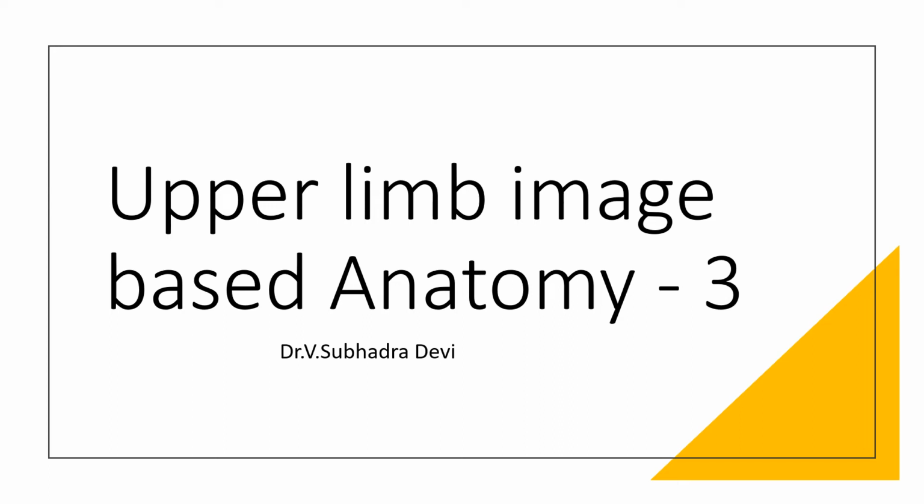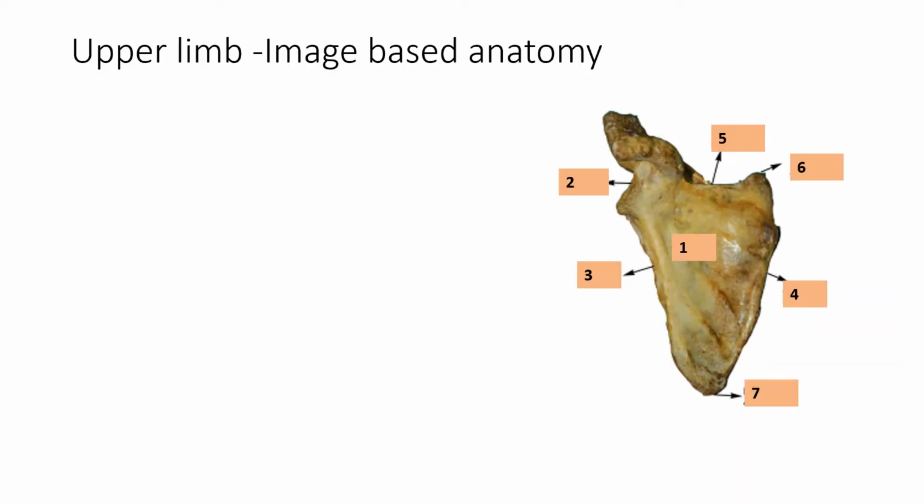Dear students, let us discuss an image-based question in the upper limb. Now look at the image. What do you think it is? It's a bone. It's a bone of the upper limb. So what is that bone? Can you identify the bone? It's a scapula. And if it is the scapula, which side is it?